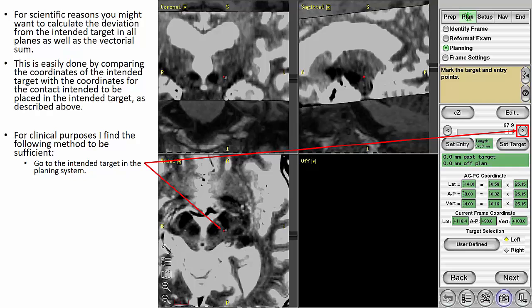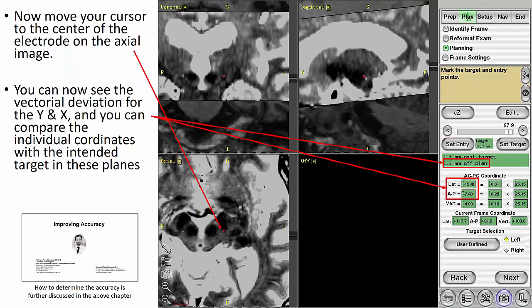However, for clinical purposes, I find the following method to be sufficient. First, we go to the intended target in the planning system. Now move your cursor to the center of the electrode on the axial image. You can now see the vectorial deviation for the y and the x, and you can compare the individual coordinates with the intended target in these planes. And this will be discussed further in the course and lecture on improving accuracy.